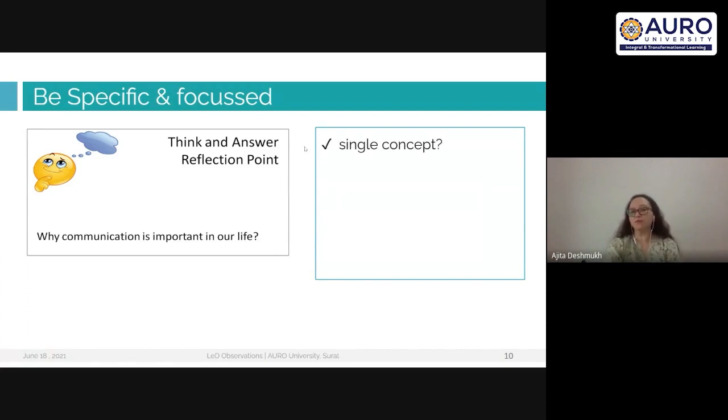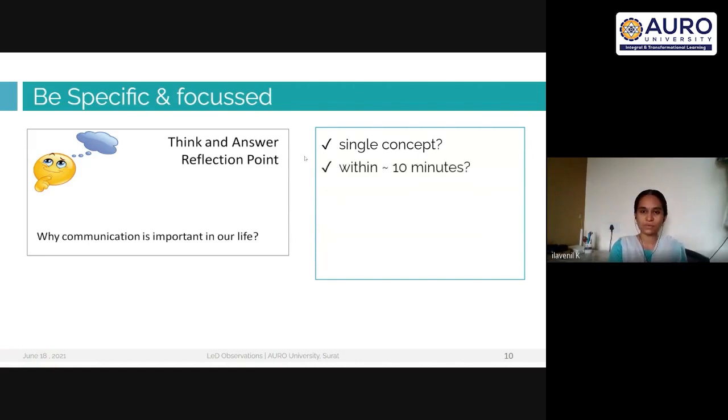Well, it was a single concept, isn't it? It was perfectly on the communication process. Not one word here, not one word there. Nothing like shifting from one concept to the other. It was very focused, and because it was focused, the script could very well fit within 10 minutes.